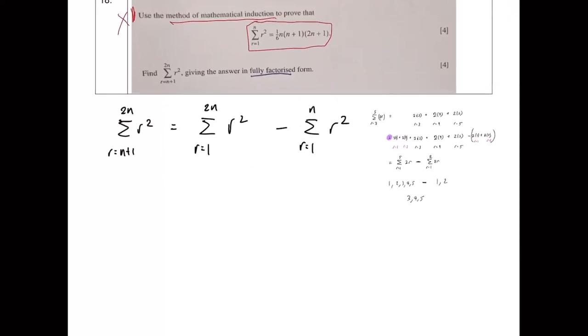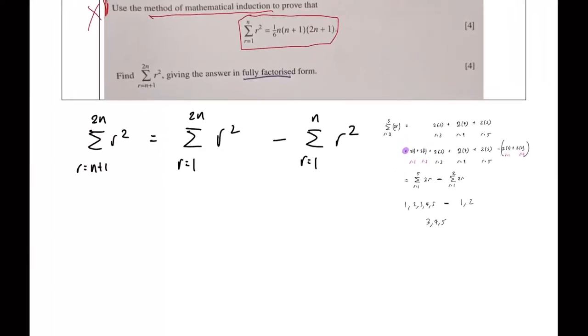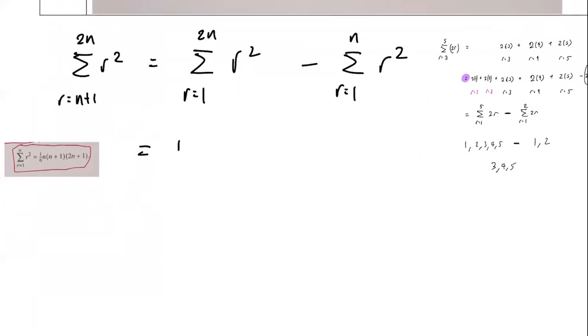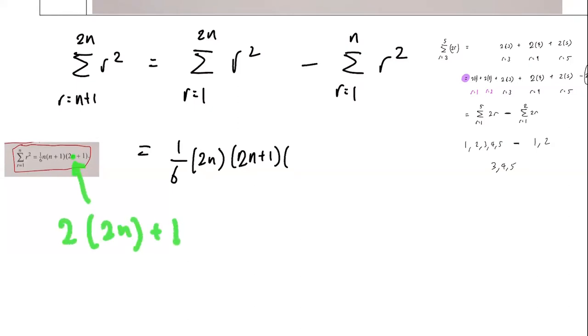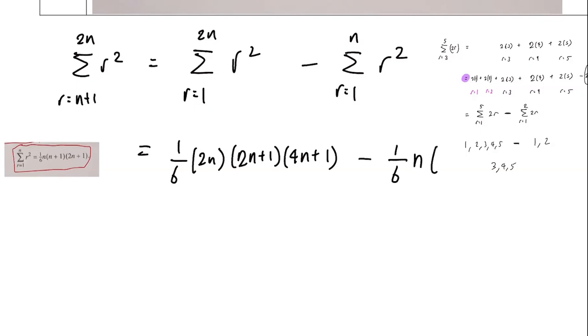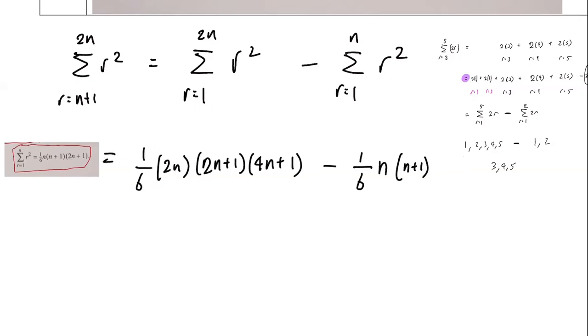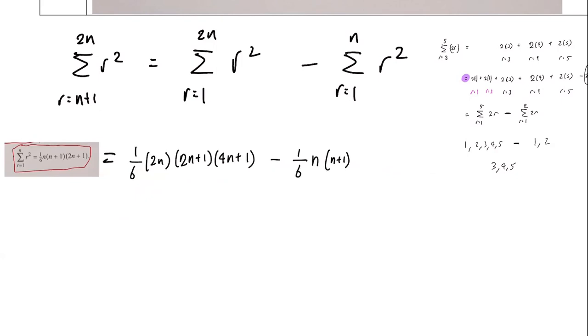So paste this here for reference. Then we take the sum from 1 to 2n. That means we just replace everywhere we see n with 2n. Here, if we replace the n with 2n, you get 2 times 2n plus 1, bracket, which is 4n plus 1. So 4n plus 1. Then minus away, copy word for word, 1 over 6n, n plus 1, and 2n plus 1.